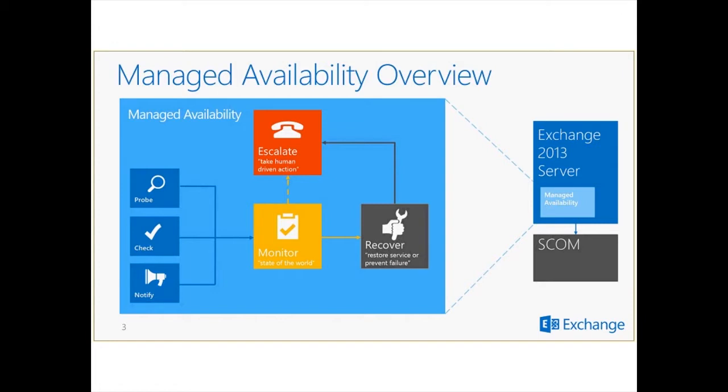And they also built those probes. Anyway, so probes integrate into monitors. Monitors take recovery actions, basically. All of this is local on that server, and then it's uploaded. It can be uploaded into SCOM and viewed there. The last box here that I didn't mention is escalate. If managed availability can't fix a problem, it has the mechanism to escalate, and you'll see errors in SCOM.